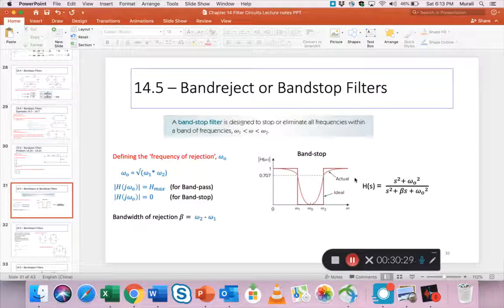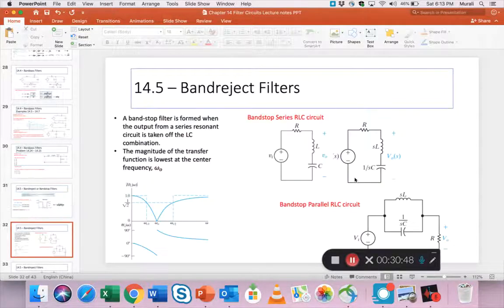I think we finished with band pass. So the next thing we are going to look at is band reject or band stop. We've got a few problems here also to solve. All of this theory we already covered, so I'm not going to repeat it. Hopefully you know by now that in a series RLC circuit, if you take the output across the combination of the inductance and the capacitance, that makes it a band reject filter, or a band stop. And then there's also a parallel way to make the band stop.